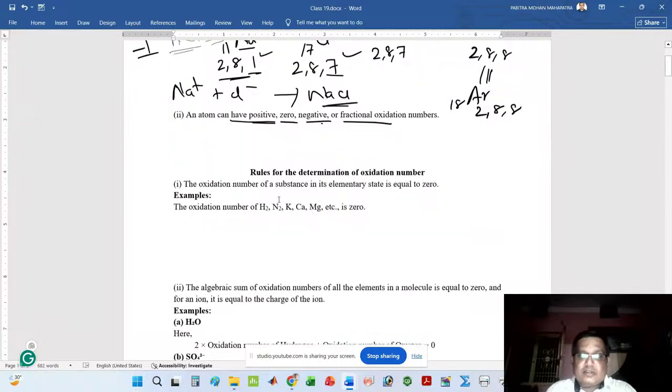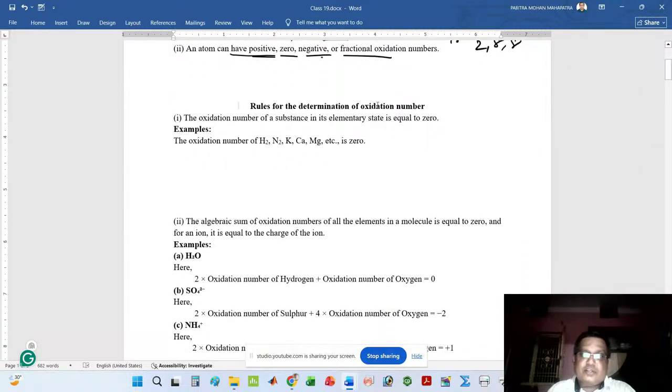Now I will discuss the rules for the determination of oxidation number. It is very important. Remember these rules. The first rule, always remember this rule: the oxidation number of a substance in its elementary state is always equal to 0.